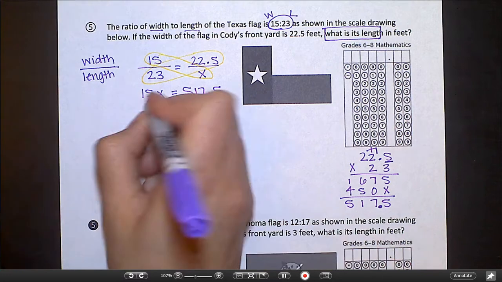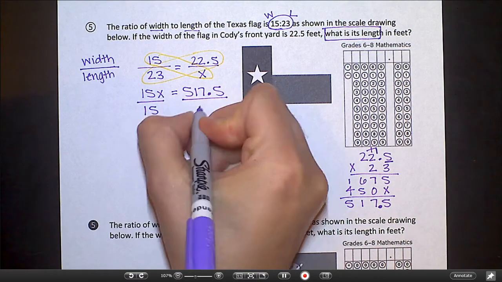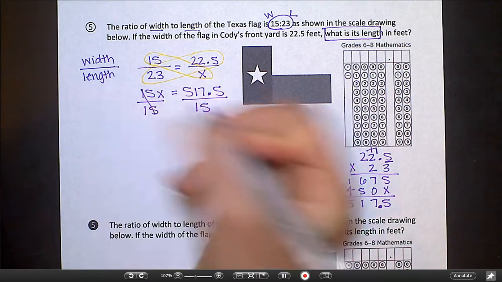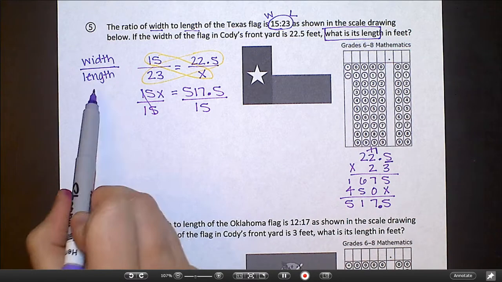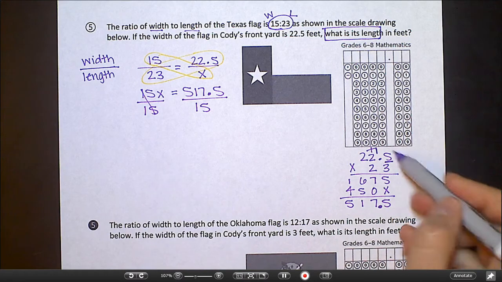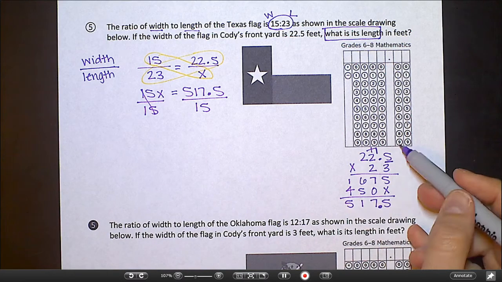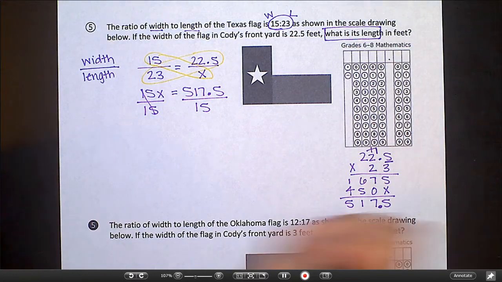So now I'm dividing both sides by 15. Notice that every one of these problems we've been doing has been the same process. Name your ratio, set up the proportion, and solve. And every one is going to require you to do some multiplication, and then it's going to require you to do some division. So just get in that habit, and you know the process. Trust yourself.